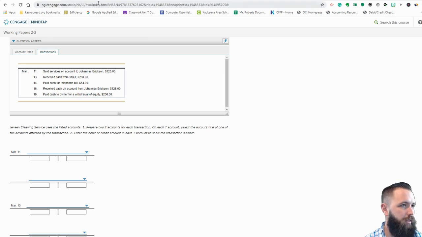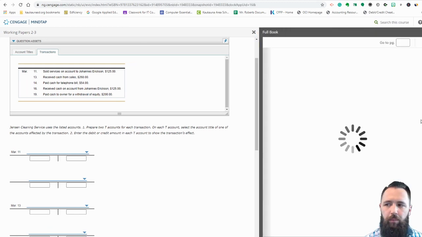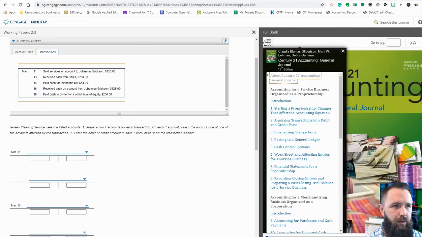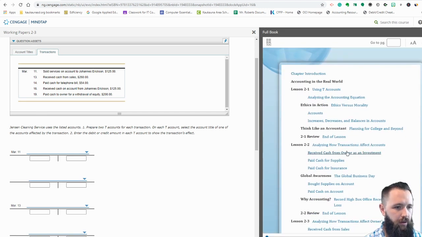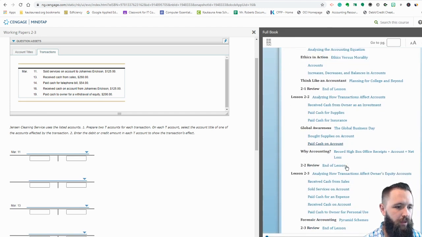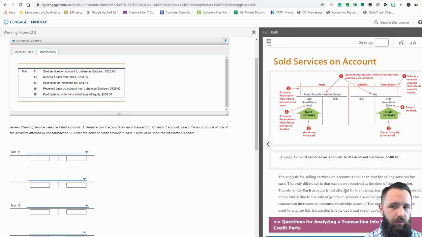All right, let's also open up our book, okay? Because I don't want you guessing. I want you knowing what's happening here. So just so you know, here's our table of contents. I want you to look in the book and refer to it until you remember it. So sold services on account. I click sold services on account, and now I have the entire thing, right?